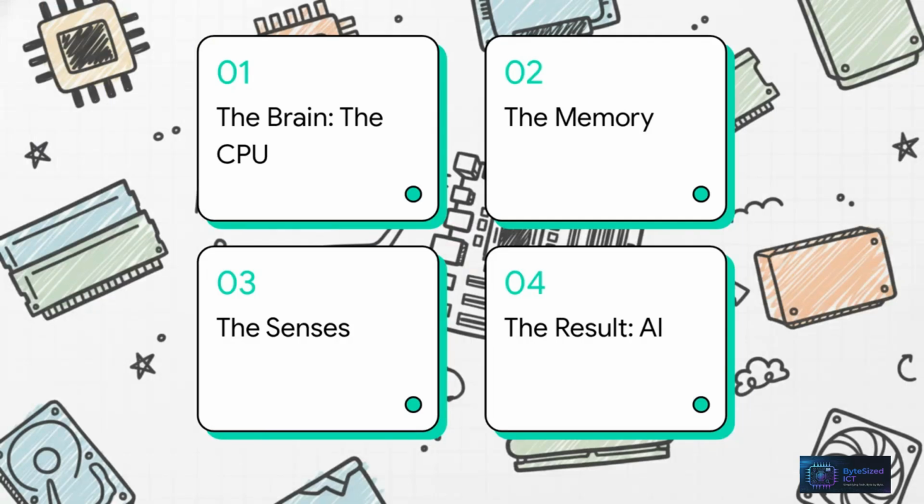So here's our game plan. We're going to take a journey, starting with the absolute core of the machine and building our way up. We'll cover the computer's brain, then its memory, its senses, and finally, we'll see what happens when it all works together. Let's start with the heart of it all.